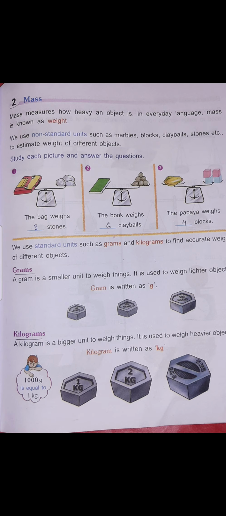How will we measure? We have a machine with which we can measure the weight of an object, which we can use to measure our body weight. By which thing? By a weight machine. In this way, there are many other things through which we can measure the weight of different objects.